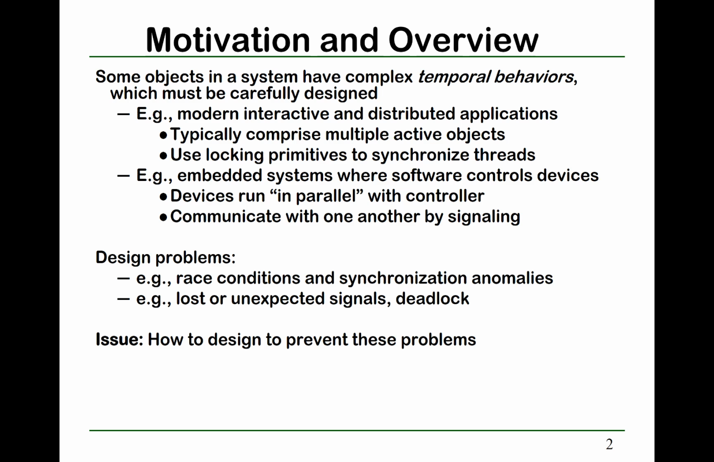So there are many design problems. For example, there could be race conditions, and also there are synchronization anomalies, and you may lose expected signals, or you may have unexpected signals, and also you may have deadlocks and so on. So now the question is how to design our system to prevent such problems from happening.